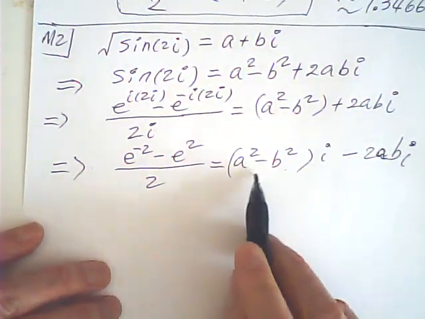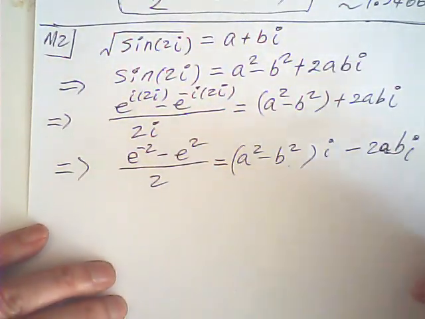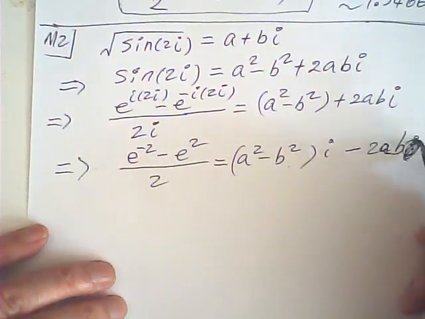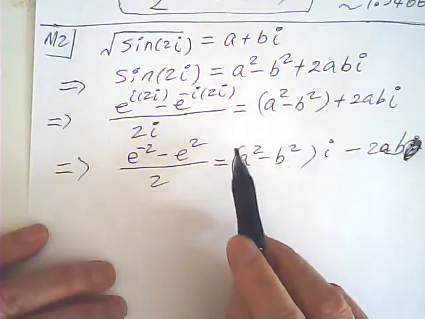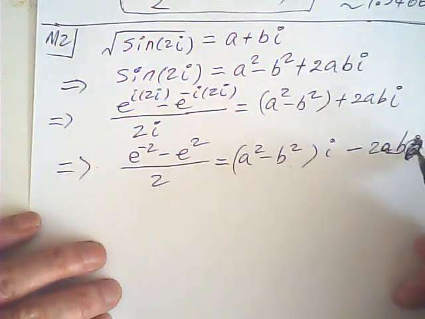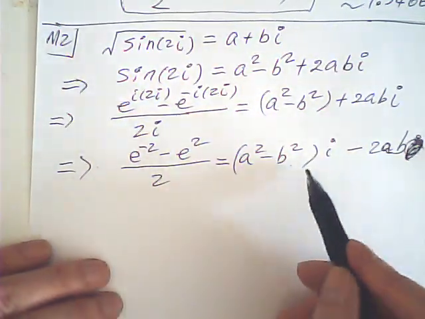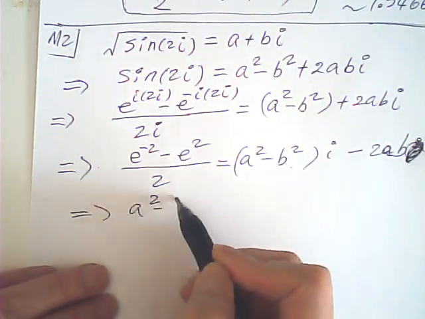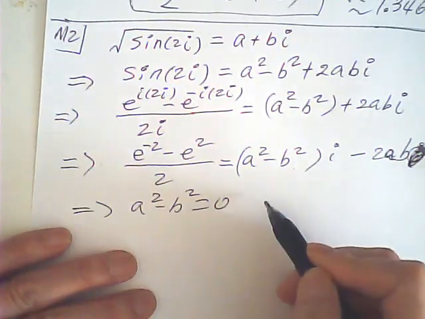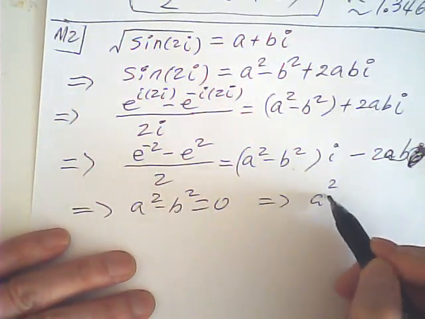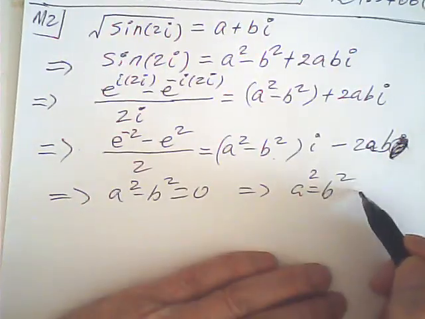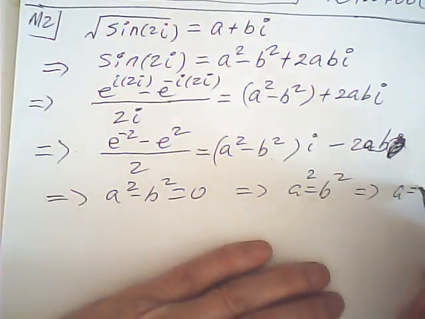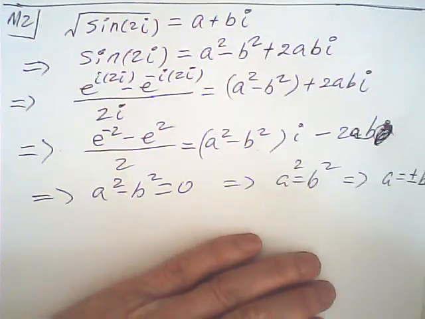Okay. The real side, no i. I'm sorry. When you multiply by i, it becomes -1. See, okay. So therefore, this must be 0. A squared minus b squared must be equal to 0. So therefore, A squared equals B squared, which means that A equals plus or minus B, right?